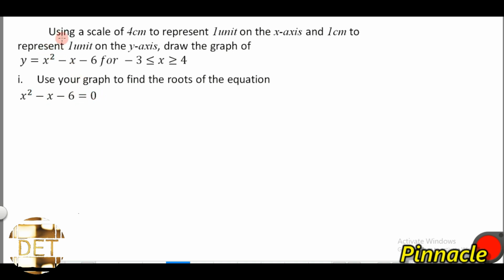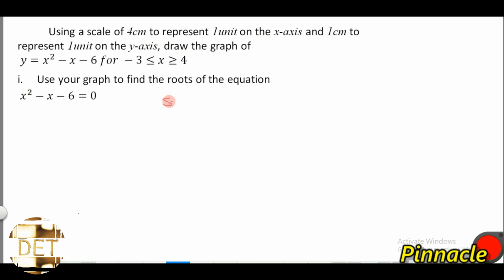So again, I read. The question is, using a scale of 4 centimeters to represent 1 unit on the x-axis and 1 centimeter to represent 1 unit on the y-axis, draw the graph of y is equal to x squared minus x minus 6 for a value of x ranging from minus 3 to 4.